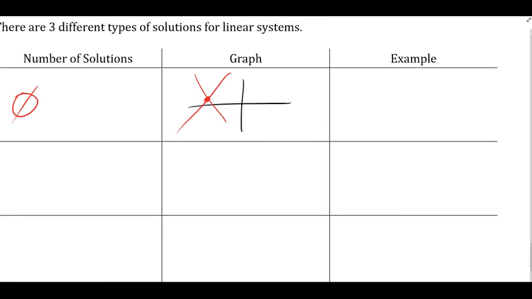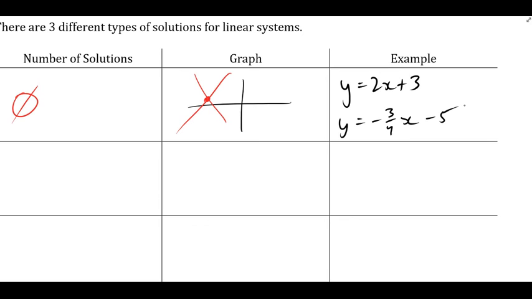So if I had two lines that were like y equals 2x plus 3 and y equals -3 over 4x minus 5, I know those are going to cross at a single point because they have positive slope, negative slope. They're leaning different ways. They're just going to cross, right? Or I could have number of solutions. Oh, sorry, that's one solution. What am I thinking? That's one solution.